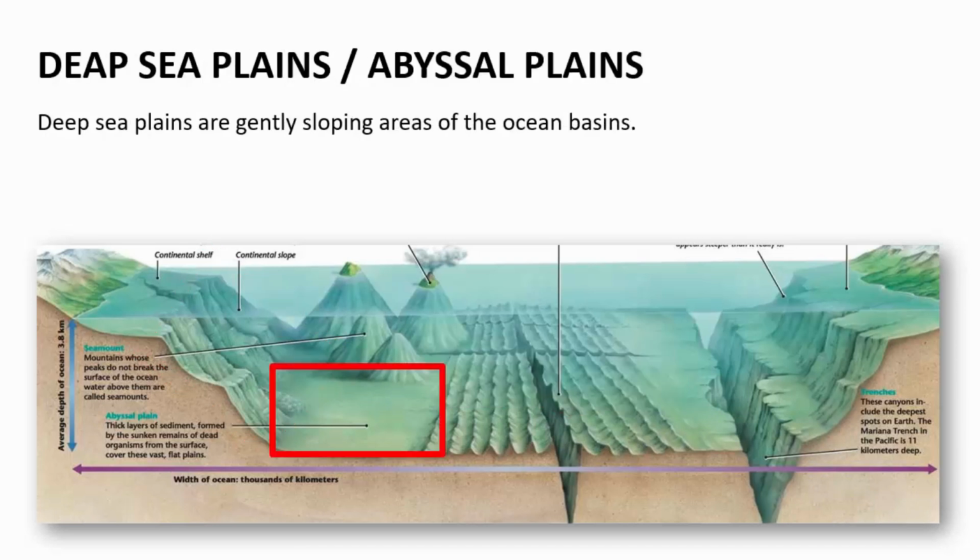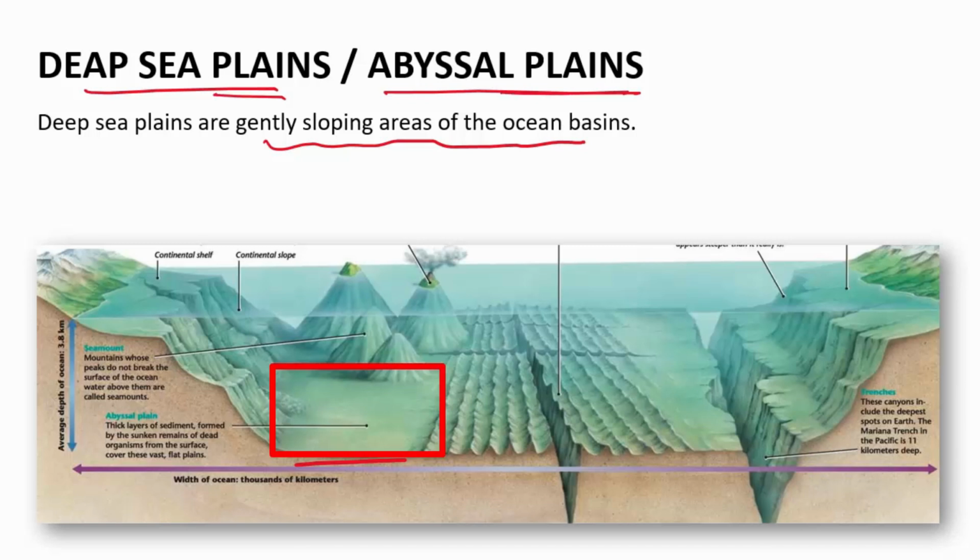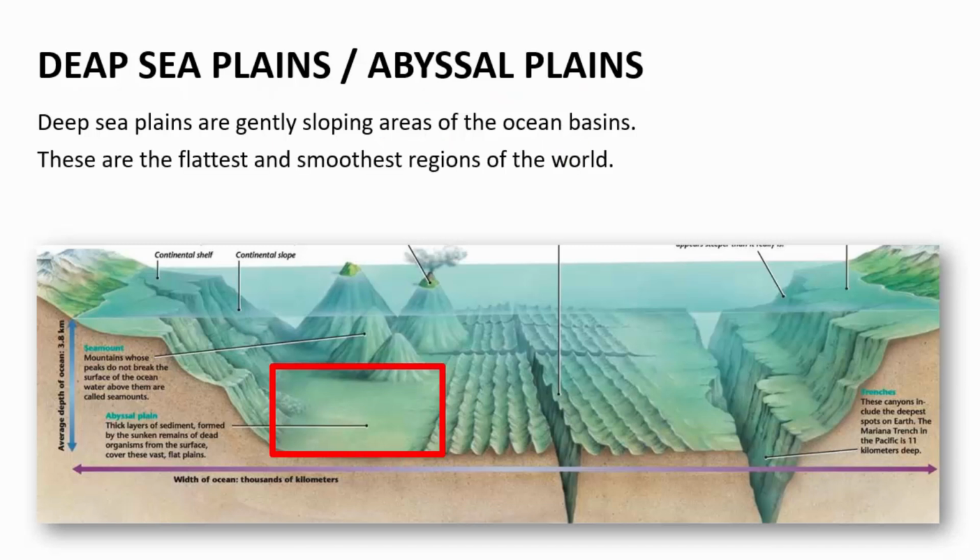Moving on to our next relief feature, it is deep sea plains, which are also known as abyssal plains. Now, deep sea plains are gently sloping areas of ocean basins. So basically, these are just the plains which are present inside oceans. For example, we have the Great Plain of India, of the Ganga and Yamuna basin of the Indian subcontinent, the Northern Plain. Similarly, we have plains inside ocean floors as well. Those plains are known as deep sea plains or abyssal plains. These are the flattest and smoothest regions of the world, and they can be present up to a depth of 3 to 6 kilometers.